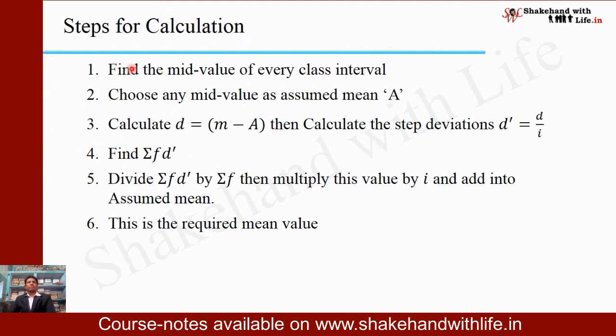Now the steps for calculation are: find the mid value of every class interval, choose any mid value as assumed mean a, then calculate d is equal to m minus a, then calculate the step deviations. d dash is equal to d divided by i. i is the class width of the class interval. Then find sigma f d dash, divide sigma f d dash by sigma f, then multiply this value by i and add it to assumed mean. This is the required mean value.